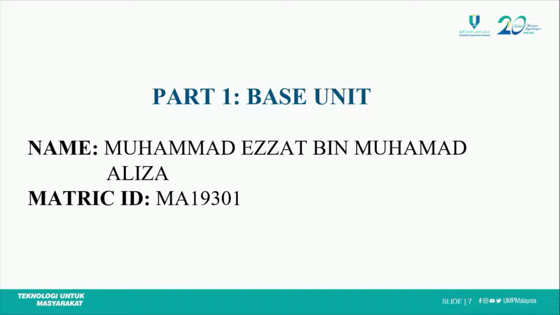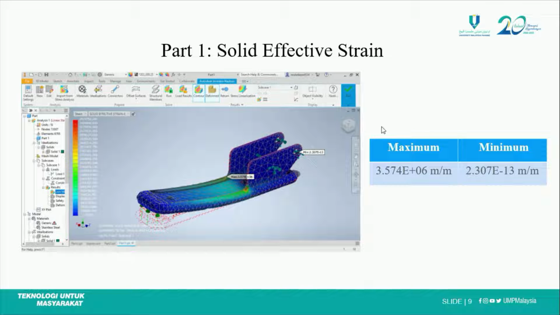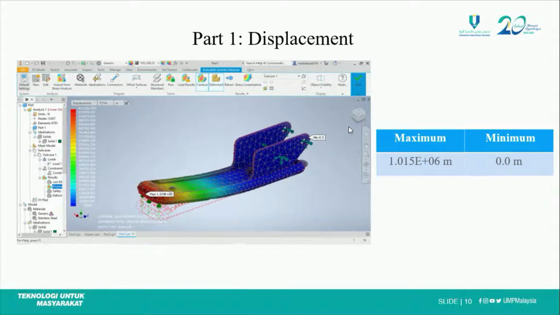I will explain part 1, which is the base unit. So this is the base unit for the stapler. For the volume stress, the maximum value is right there, and the minimum value is at the hole. Next, for the solid effective strain, the maximum value is also right there, and the minimum value is also at the hole. Next, for the displacement, the place was taken at the bottom of the base unit, and the minimum value is 0.